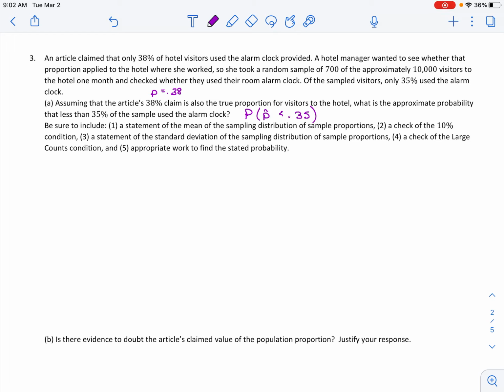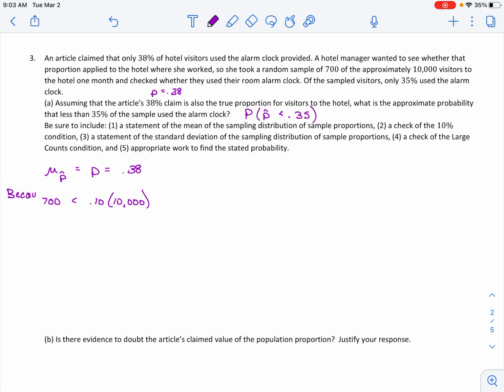Before I do that, since I'm talking about the probability of a proportion, I need to think about the average of my sampling distribution of sample proportions. So the rule is it's equal to the population proportion, so I get a point for just pointing out it's 0.38. Then I get a point for checking my 10% condition. My sample size, 700, is in fact less than 10% of my population size, and they actually tell us the population size. It's about 10,000 visitors.